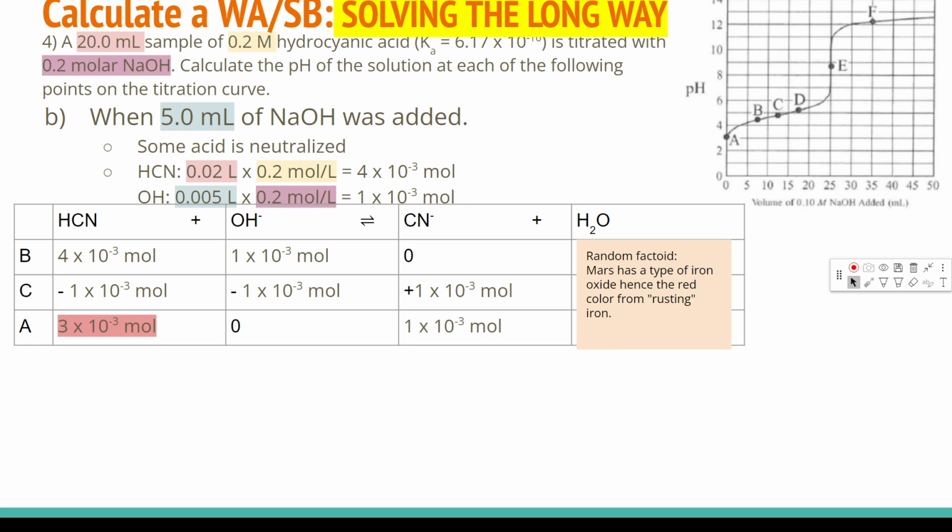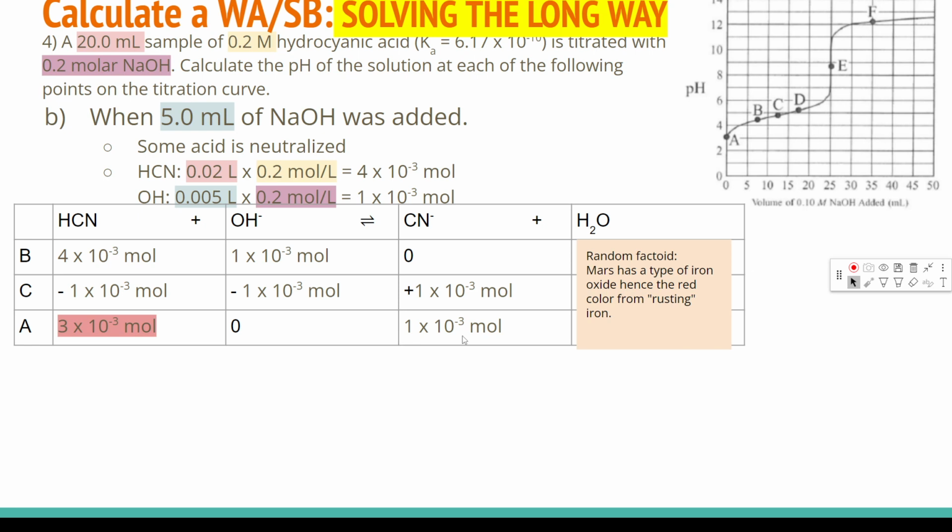Again, if you prefer concentration, go for it, especially because you're still going to set up RICE tables anyway, so you might as well convert it into concentration. But again, it depends on you. And so I look at how much strong base I used. I used pretty much all of it. That's why it ends up being 0. And because everything's 1-to-1, I could just subtract by the same amount of hydroxide. So cool. I'm going to go ahead and subtract and I get that value.